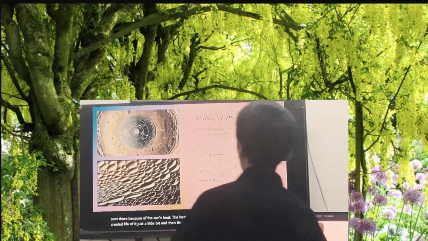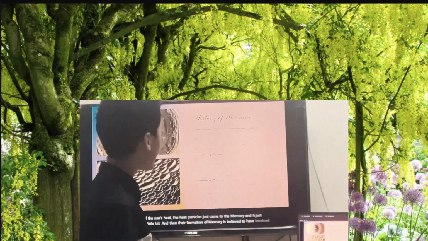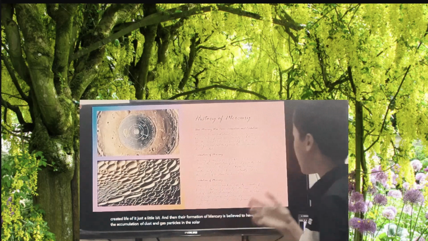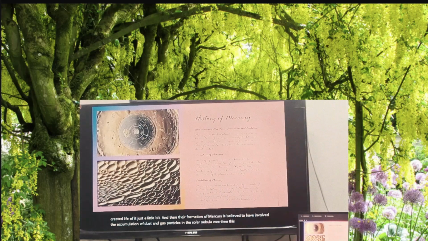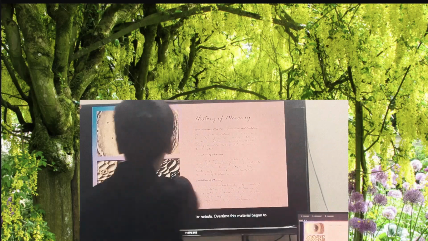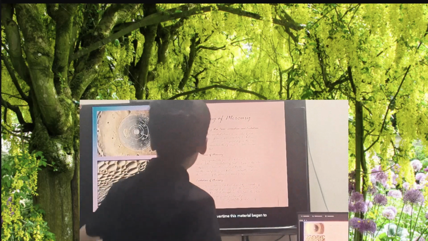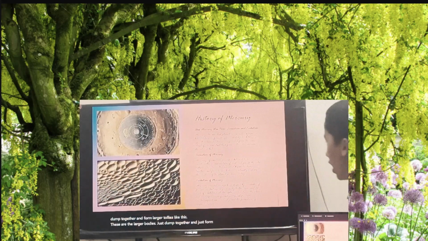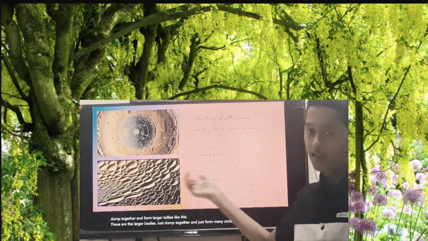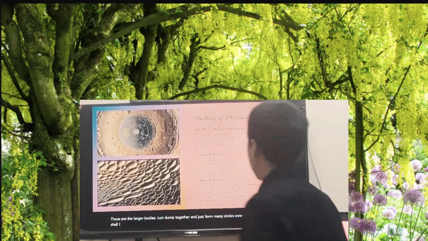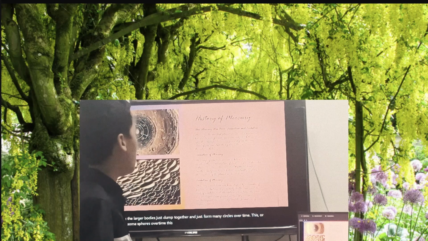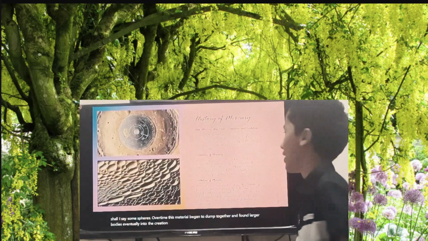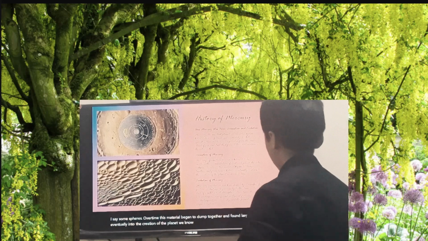It is believed to have involved the accumulation of dust and gas particles in the solar nebula. Over time, this material began to clump together and form larger bodies like this. These are the larger bodies, just clumped together and formed many circles, or shall I say, some spheres. Over time, this material clumped together and formed larger bodies, eventually leading to the creation of the planet we know today.